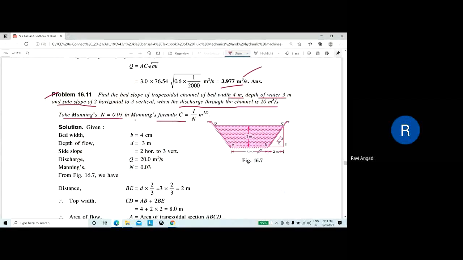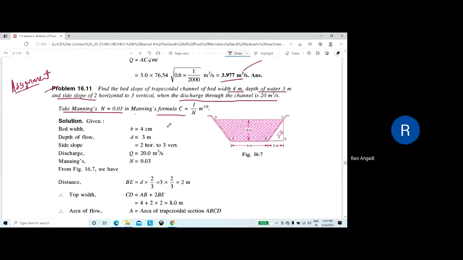So here the dimensions of the channel are given completely, 4 meter wide and 3 meter depth, also 2 horizontal to 3 vertical. The side slope is given. So you have to calculate the bed slope of the channel by using the Manning's formula. All of you note it down. This is an assignment problem. Note it down, all of you.